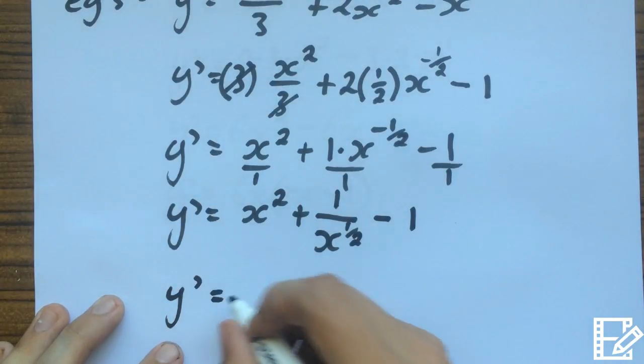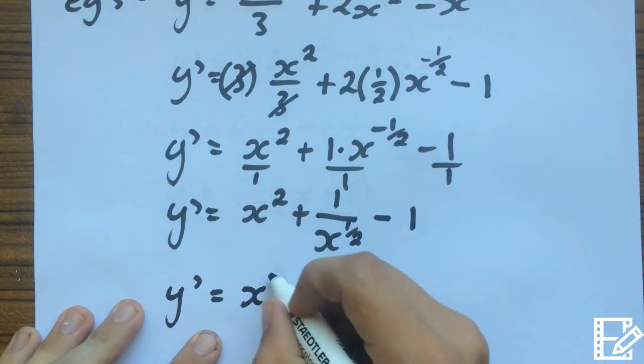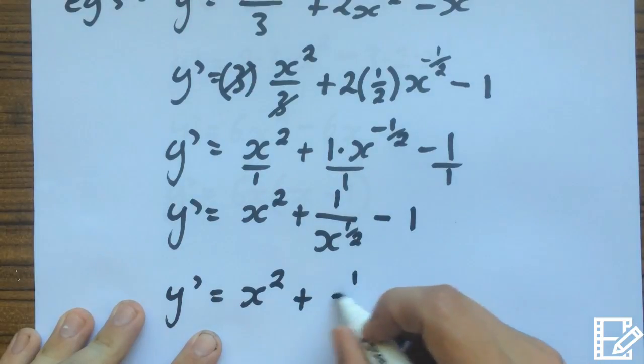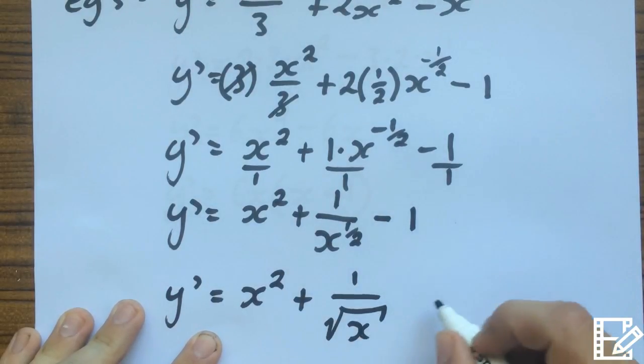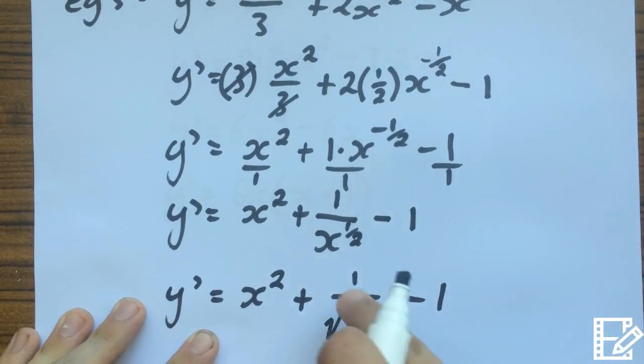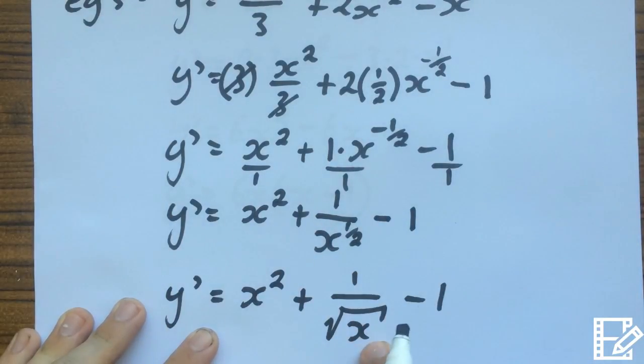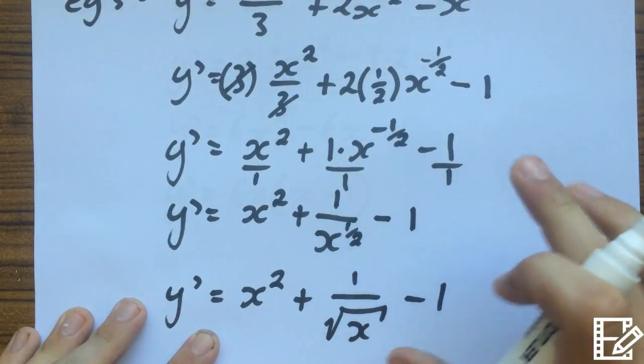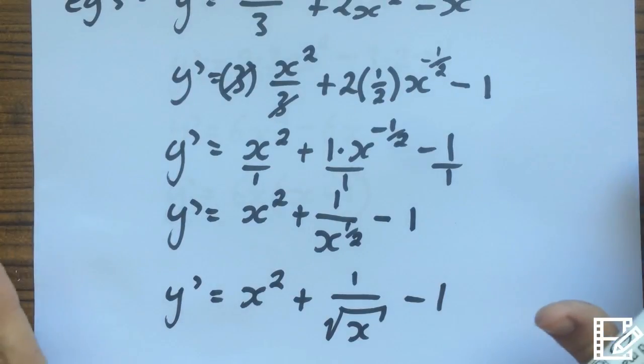Simplify this just a little bit more, and we have x squared plus 1 over square root of x minus 1. This is because x to the power of a half is the square root. That's it.